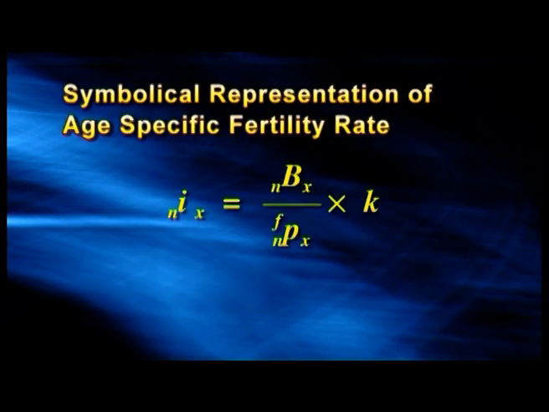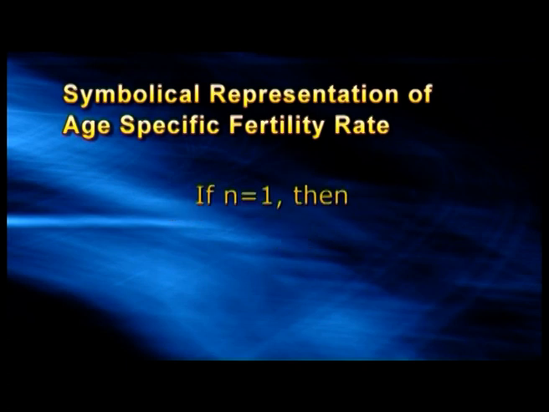Symbolically, the age-specific fertility rate for the age group x to x plus n is denoted by nIx and is given by the formula: age-specific rate is equal to the number of births to the females in the age group x to x plus n, wherein the age is greater than or equal to x but less than x plus n, in the given geographic region during a period, nbx, divided by the average female population of ages x to x plus n in the given area during the period, nfpx, into K.